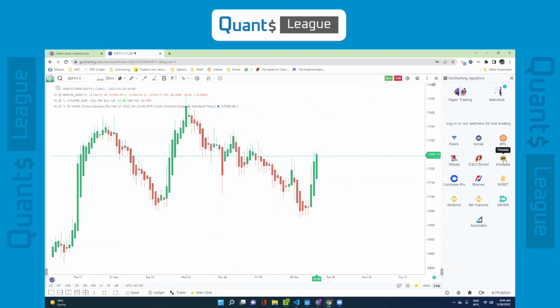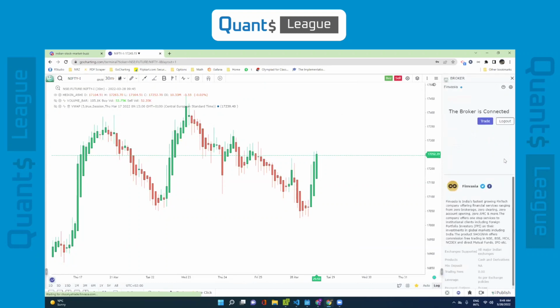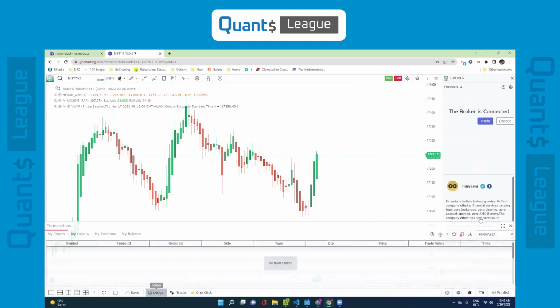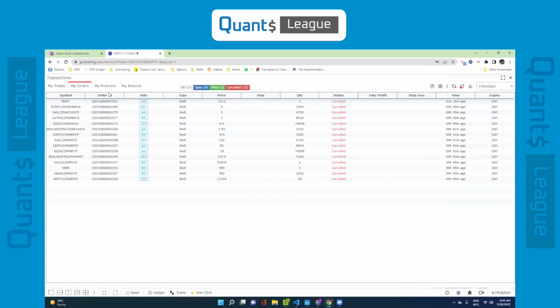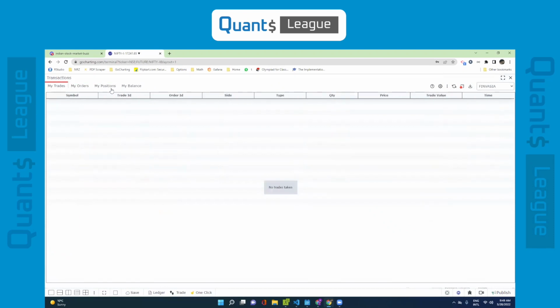All you have to do is click on, suppose I take Finvasia as an example. I have it connected, but basically you will find a button which will ask you to log in with your Finvasia details. Once you log in, your broker is connected. Then you can go to the ledger at the bottom, and here you can see all your positions, all your trades, all your balances, everything.